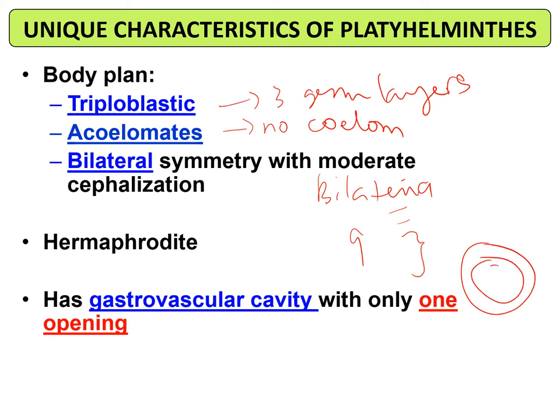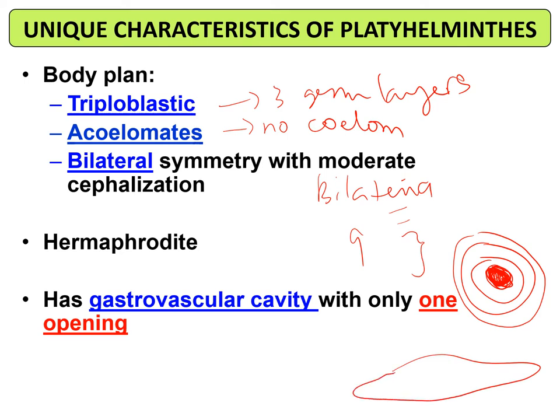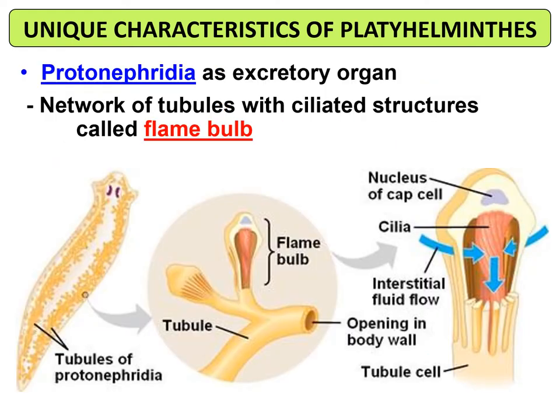Okay, dia ada 3 lapisan jerma. And this is the body gastrovascular cavity. Kalau ikut gambar biasa kita panggil lumen ni. One opening maksudnya, okay, this is the mouth, this is also the anus. They don't have anus at the end of its body, tak ada. Excretory organ protonephridia, tubule, ini tubule.